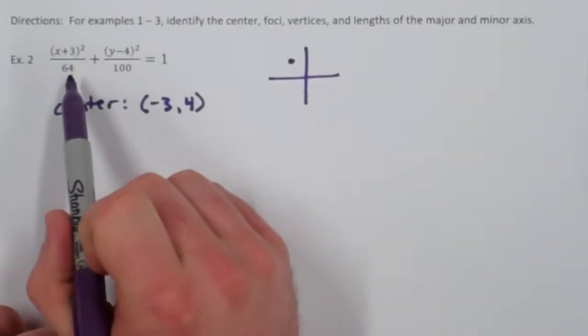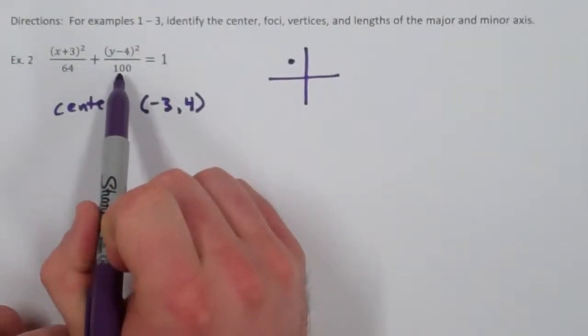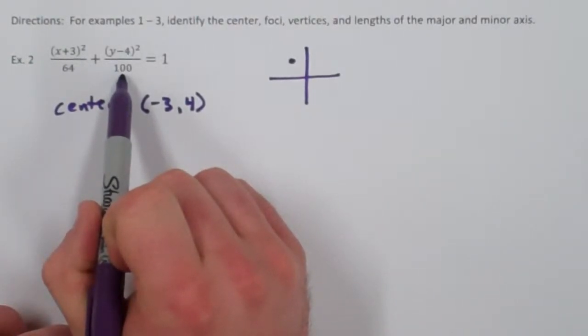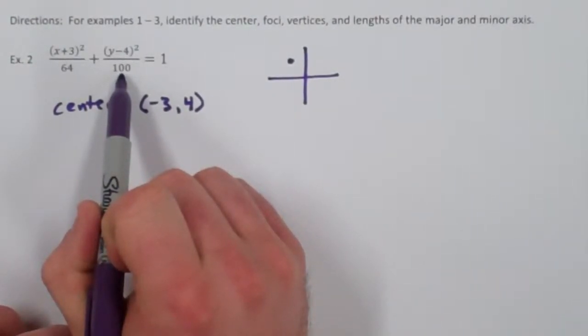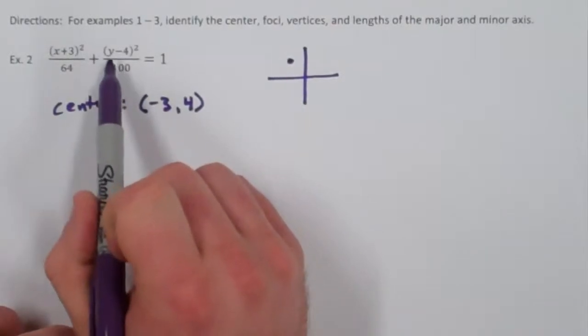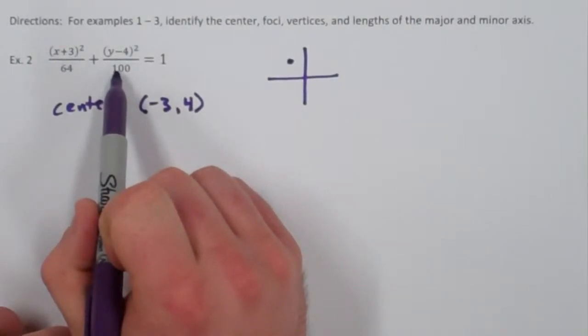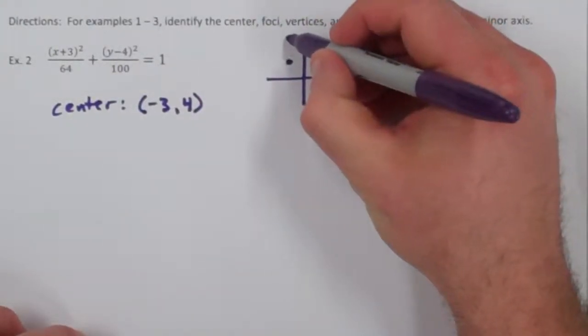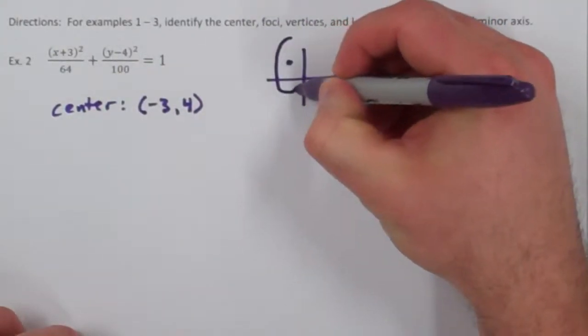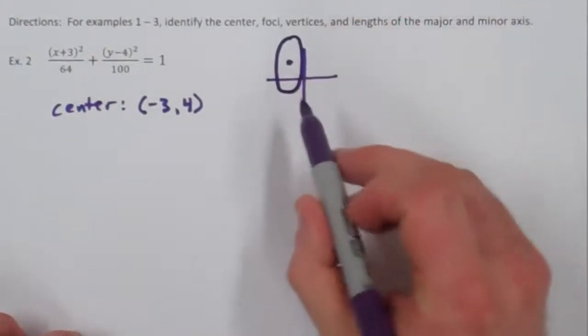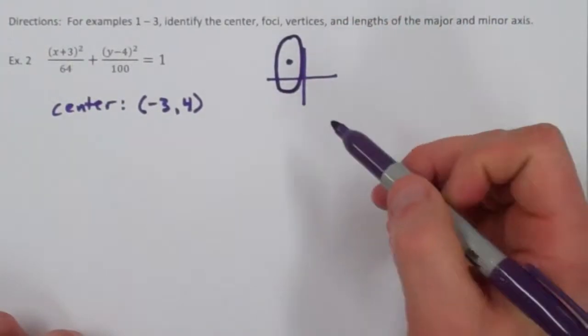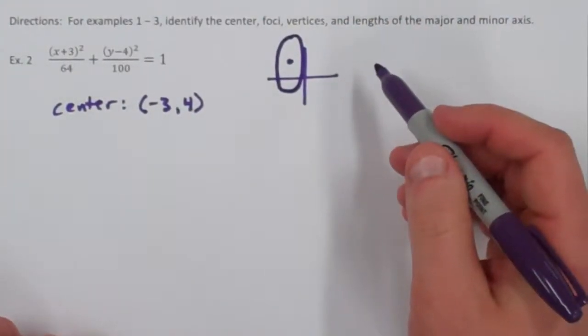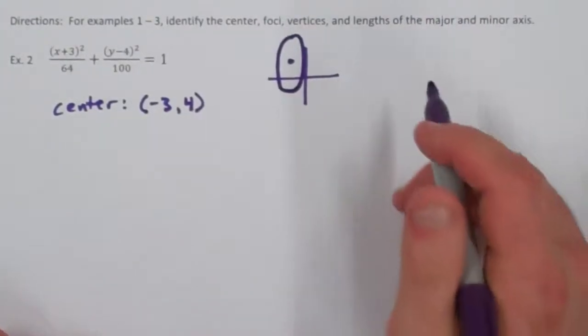And if we take a look at A, A squared here is the bigger number. A would be 10, I guess, in this case. And that's underneath the Y. That's the most important part when we're determining the direction of the major axis. So the major axis will definitely be vertical. Don't know exactly what it's going to look like. This is just a helper to remind us of what is happening visually.